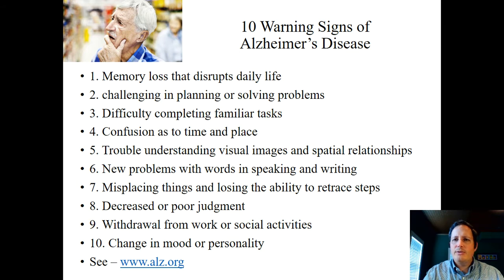Misplacing things or losing the ability to retrace their steps, that goes into those memory components. The decreased or poor judgment, so poor social judgment, maybe withdrawing from work or social activities, and change in mood or personality. So all of these are signs that Alzheimer's may be at play. Obviously, you don't have to have all of these, just like you don't for other disorders, but these could be a good starting point if you suspect that somebody might have this.